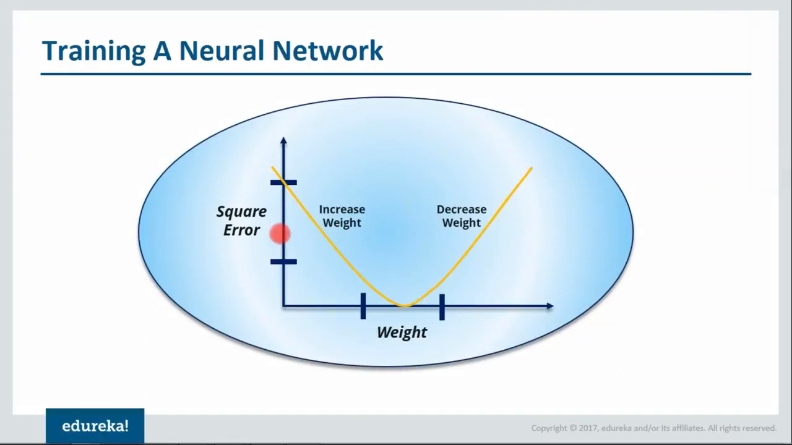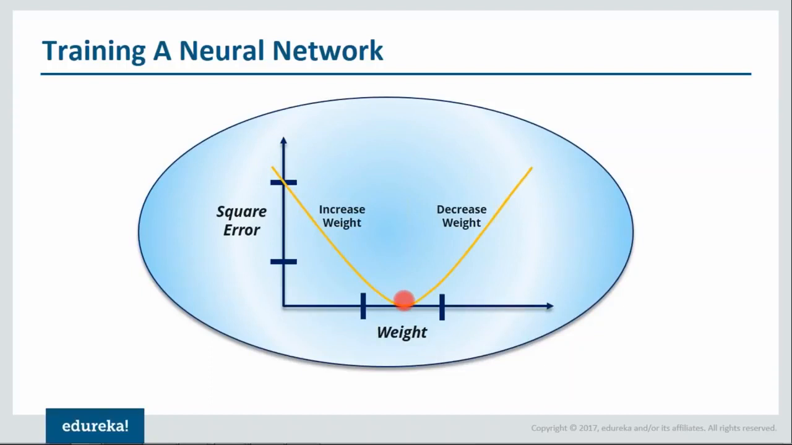This is a graph of square error versus weight. Suppose your square error is somewhere here and the computer starts increasing the weight in order to reduce the square error. And it notices that whenever it increases the weight, the square error is decreasing. So it'll keep on increasing until the square error reaches a minimum value. And after that, when it tries to still increase the weight, the square error will increase. So at that time, our network will recognize that whenever it increases the weight after this point, error is increasing. Therefore it will stop right there and that will be our weight value.